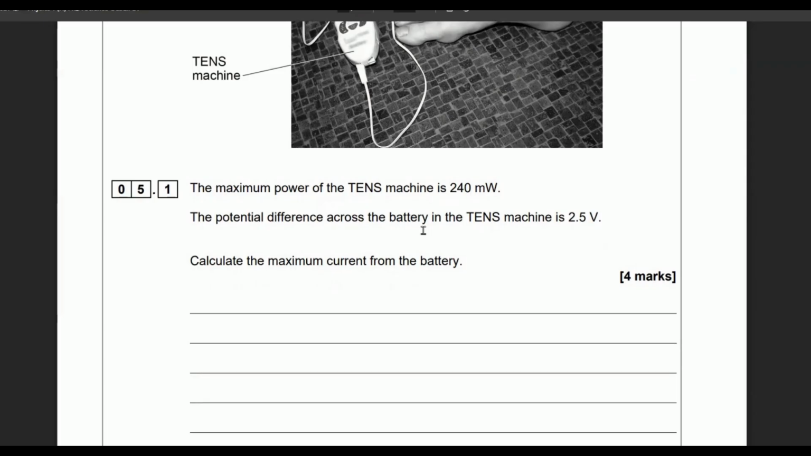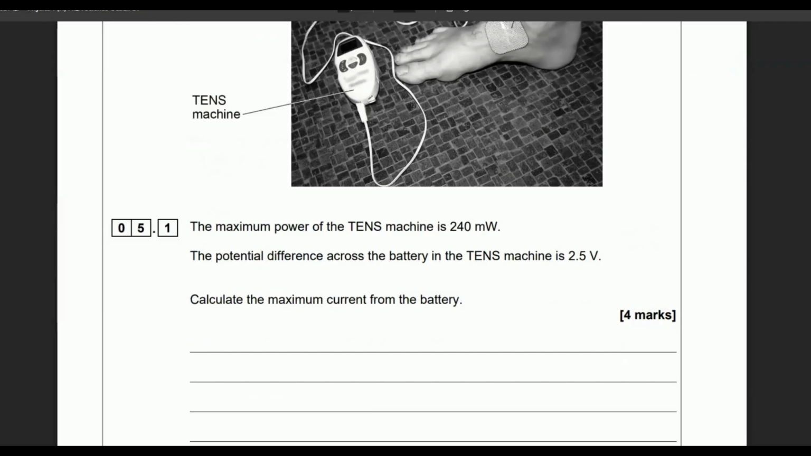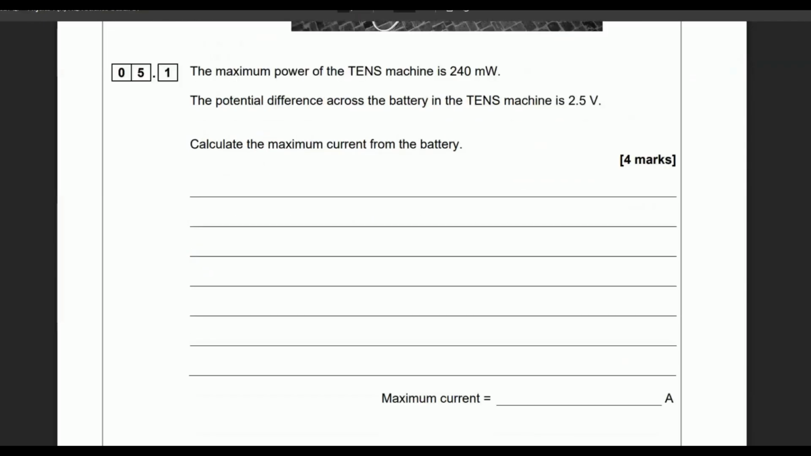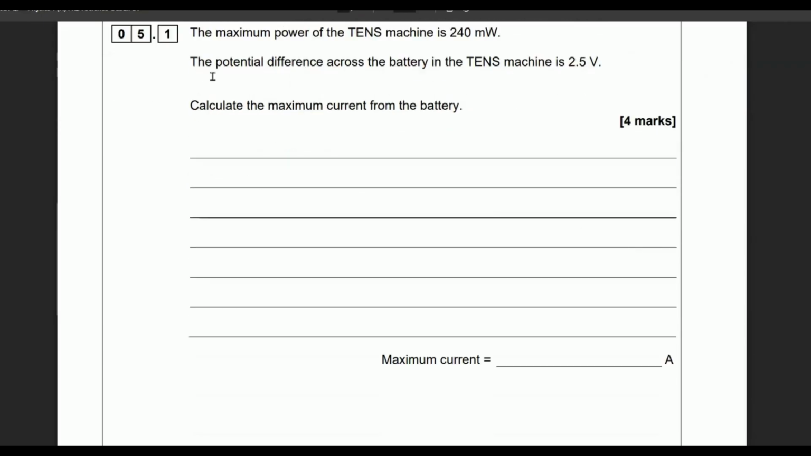The potential difference across the battery in the TENS machine is 2.5 volts. Calculate the maximum current from the battery. Now, you do have an equation sheet and you can use that. You will need to work out... was there any data here? No data there. So I can skip down and we don't have to look at the picture anymore.